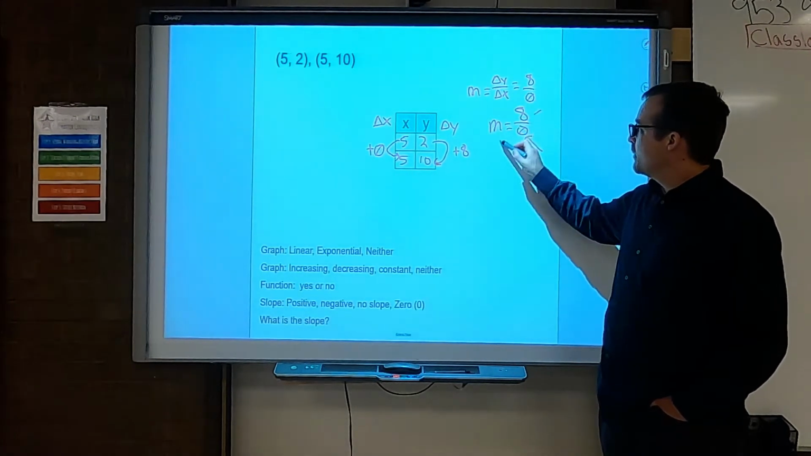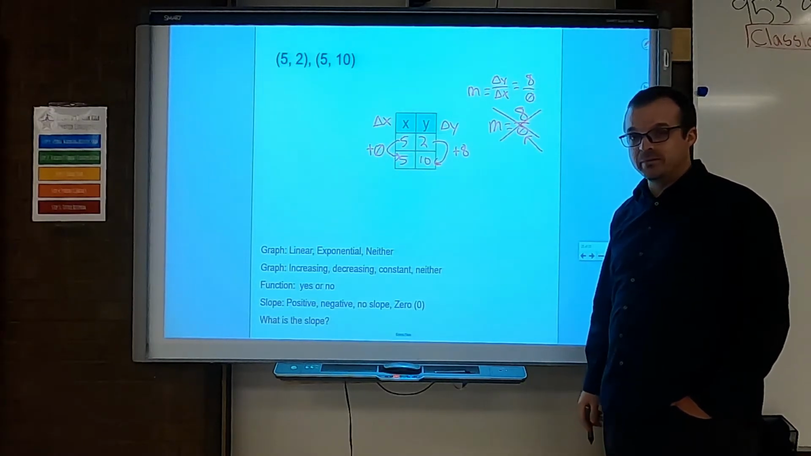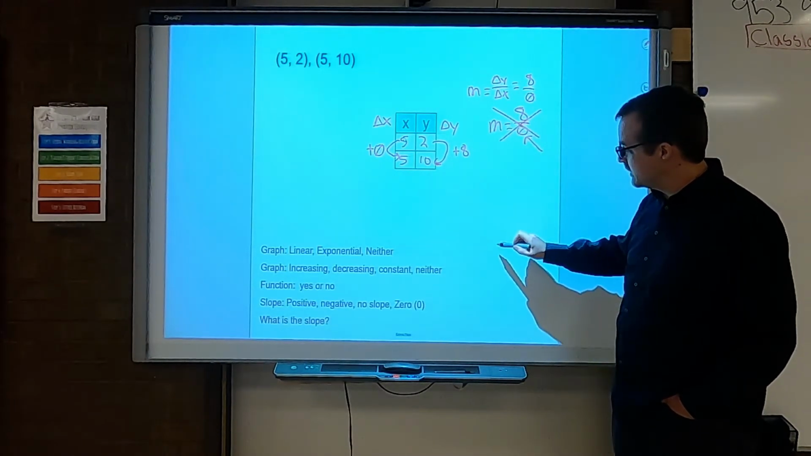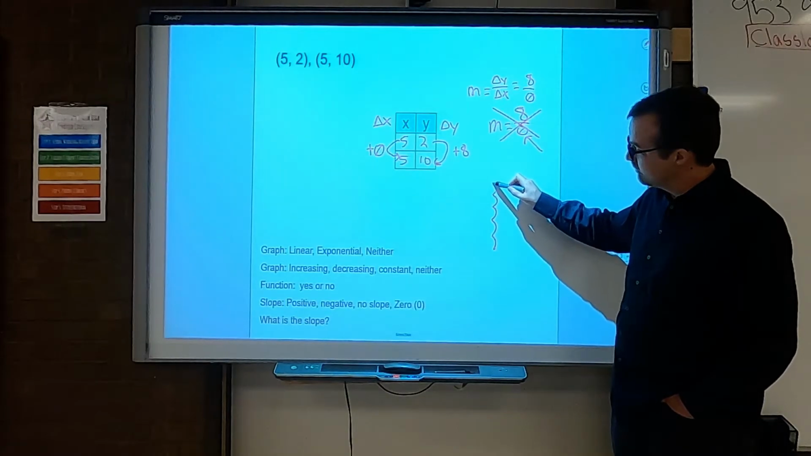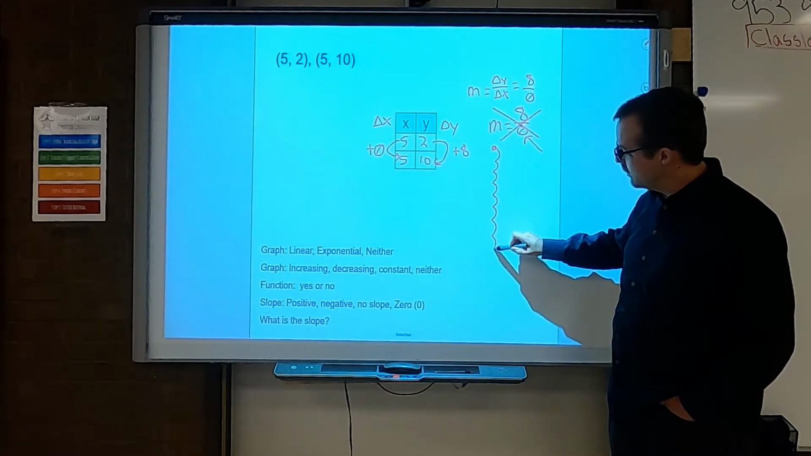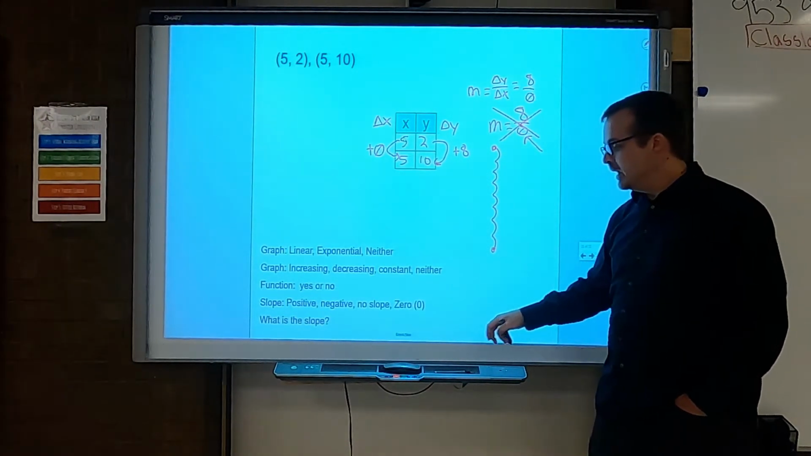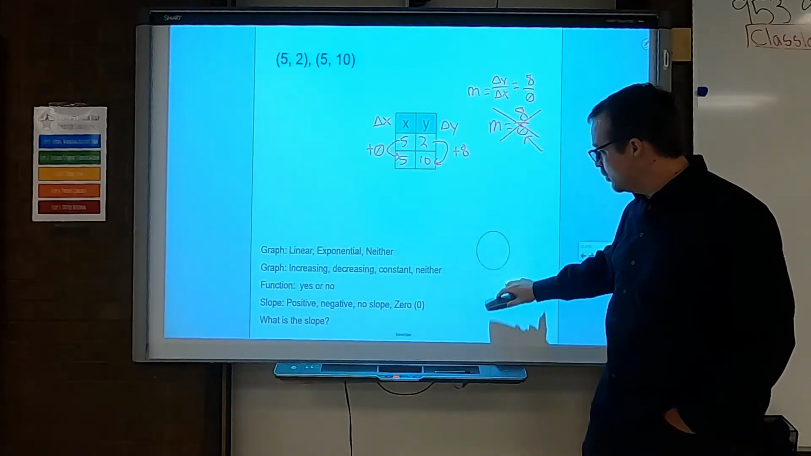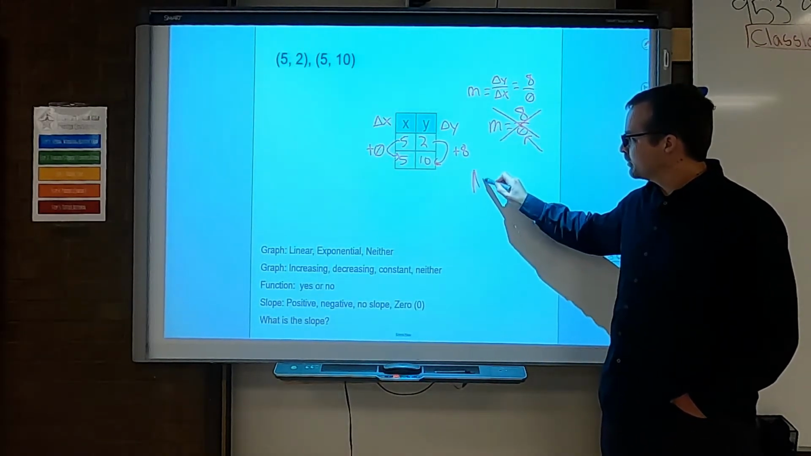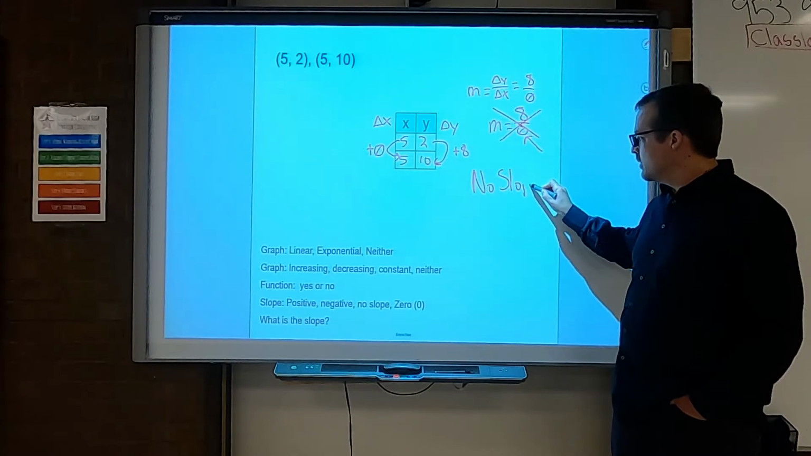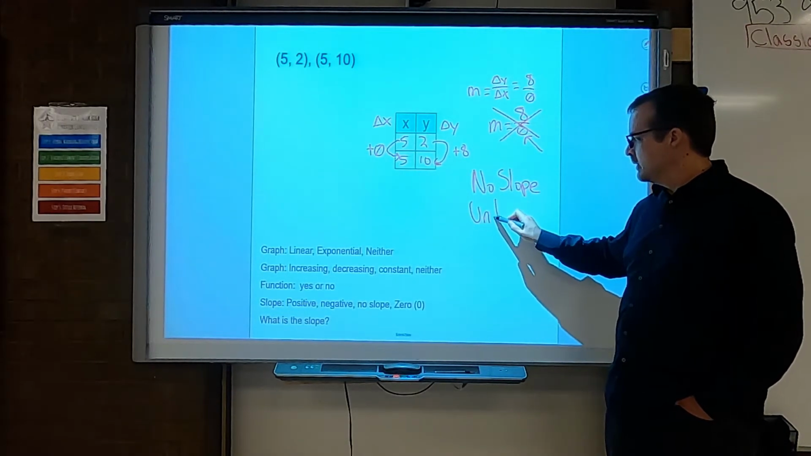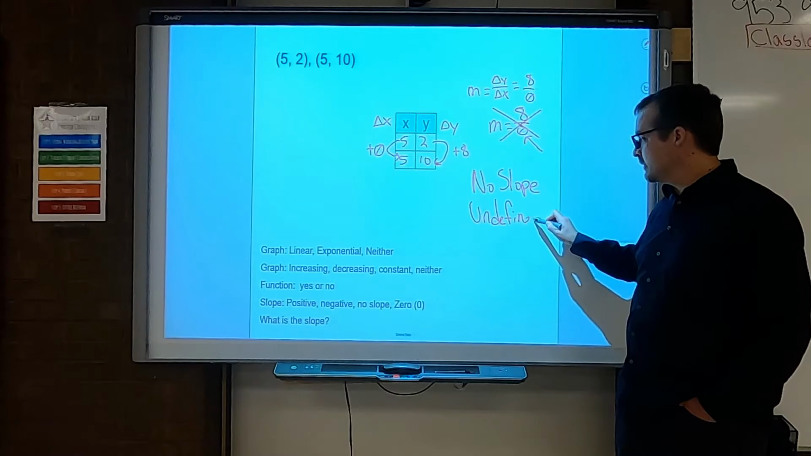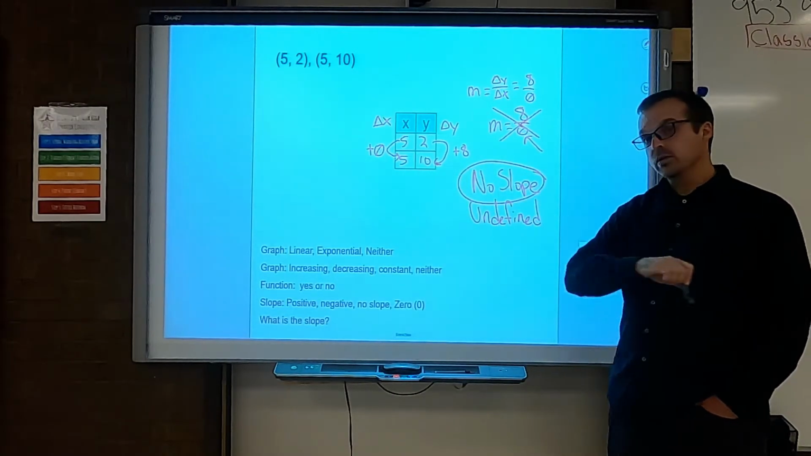So this doesn't work out, right? This is all rise. We're just going up, rise, 8. That works. But we're not running anywhere. We're just going straight up and down. And what we call that when we're talking about slope is no slope. It's also known as undefined. But for the sake of this class, we're going to go with no slope.